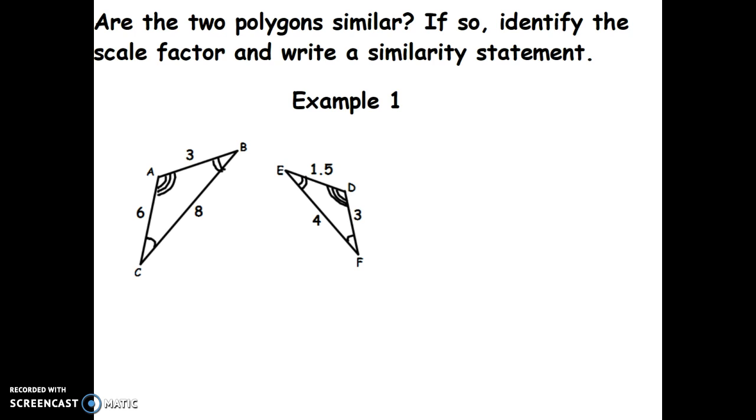Now, to help you to do that, just go one by one and look at the different angle arcs. So here we have one angle arc. Well, does this have a partner over here? Think about it like that. Do we have one angle arc over here? Yes. So these two are partners. Okay. What about two angle arcs? They have a partner, and then finally three angle arcs. So what we're saying is that every angle over here is congruent to an angle over here. So the first thing that we check is, are the angles congruent? And yes, the angles are congruent.